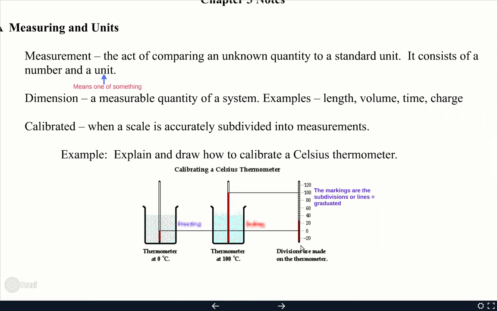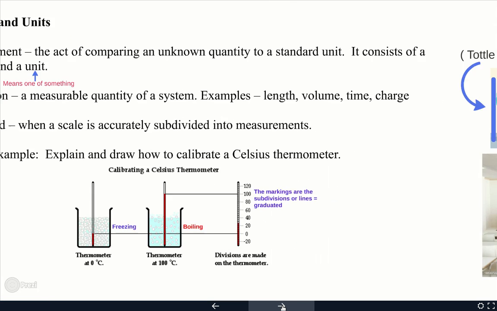Chapter 3 notes on measurement. Measurement is the act of comparing an unknown quantity to a standard unit, and it consists of a number and a unit. And a unit actually means, uni means one, so the unit means one of something. A dimension is a measurable quantity, so like length and volume and time and charge.